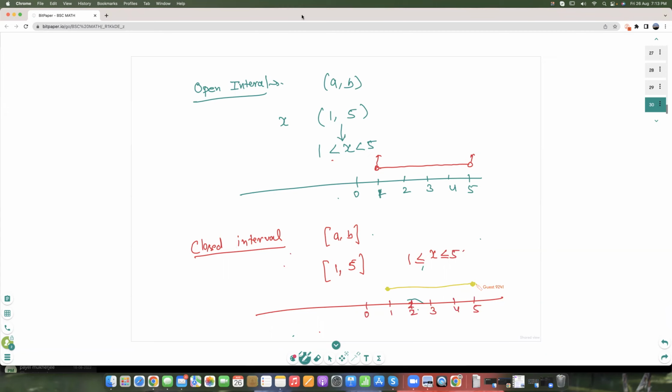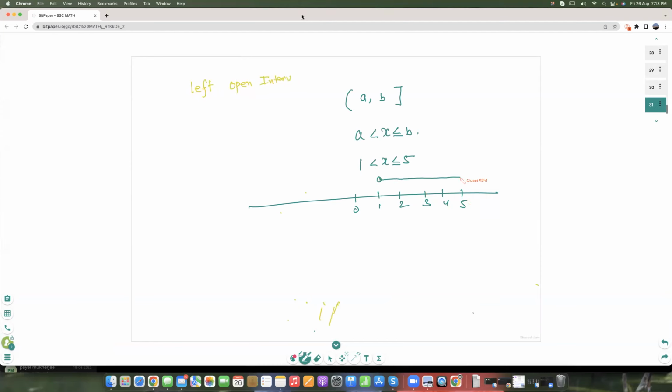Okay, cool. Then we have the left open interval. From the name only, you can say it's left open and the right is closed. So it's like (A, B], where x is greater than A and less than or equal to B. Suppose x is greater than 1 and less than or equal to 5. How do you denote that? On the number line 0, 1, 2, 3, 4, 5, it's between 1 to 5, but at 1 it is hollow and 5 is darker.